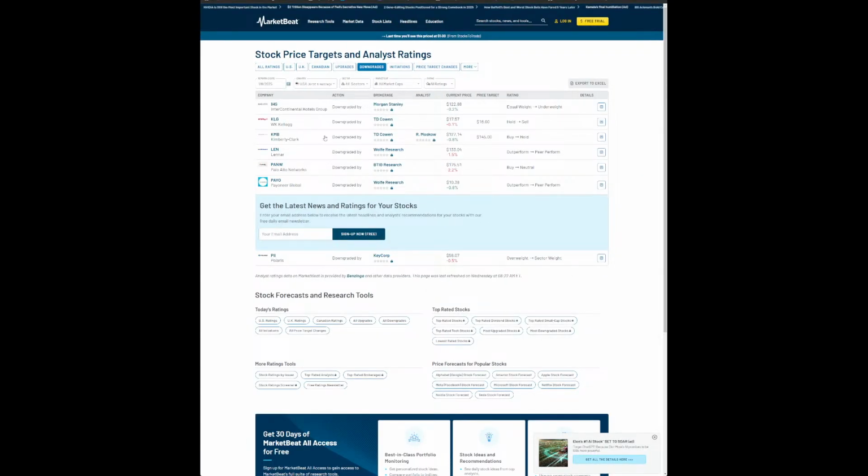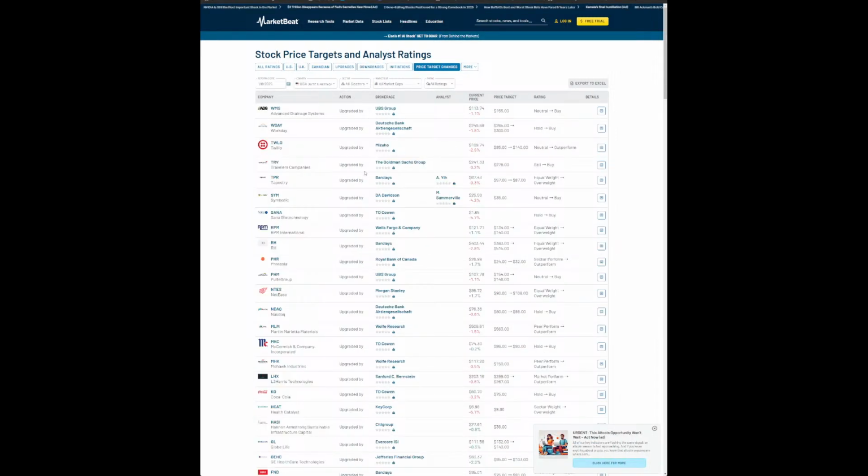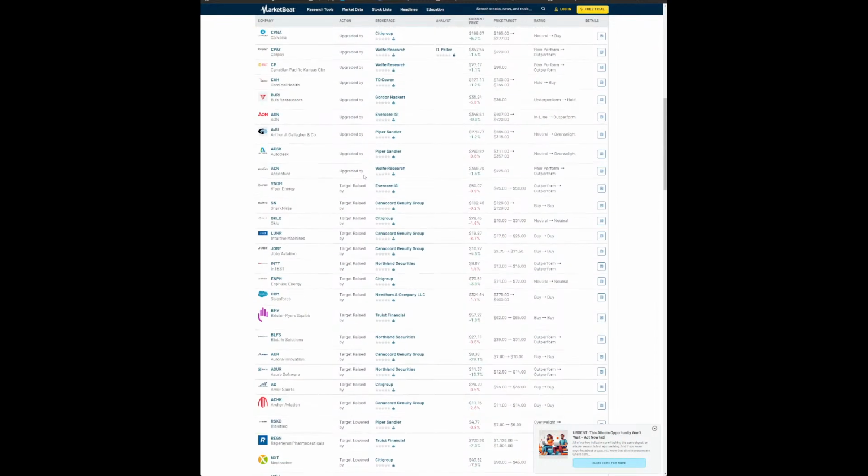Kellogg downgraded. Kimberly Clark downgraded. Lennar downgraded. Palo Alto downgraded. All right, those are your downgrades. Let's look at price targets. Sometimes this is not the best barometer here to look at. Let's see target raises first.